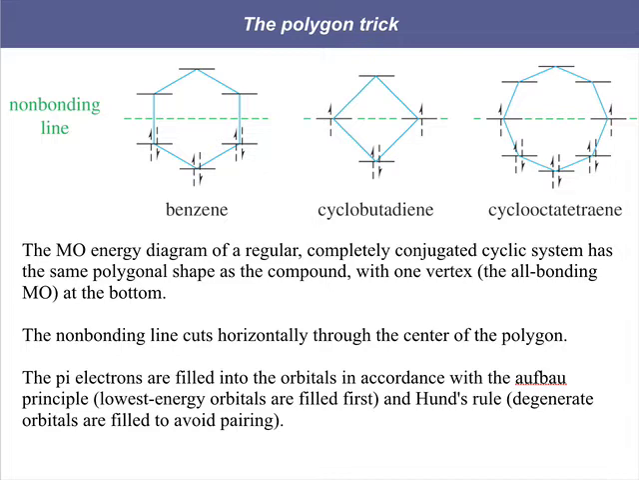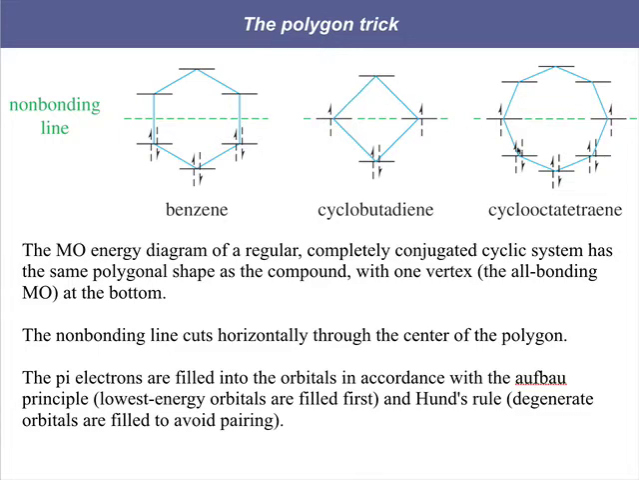conjugated system. So remember, benzene, we had one orbital that was low, two degenerate orbitals that were higher, two more degenerate orbitals that were higher still, and one orbital at the very highest, the fully anti-bonding picture. Cyclobutadiene, we had one orbital that was low in energy, two degenerate orbitals that were higher in energy and equal to the non-bonded orbital in energy. They were right on that non-bonding line. And then we had a higher orbital still.